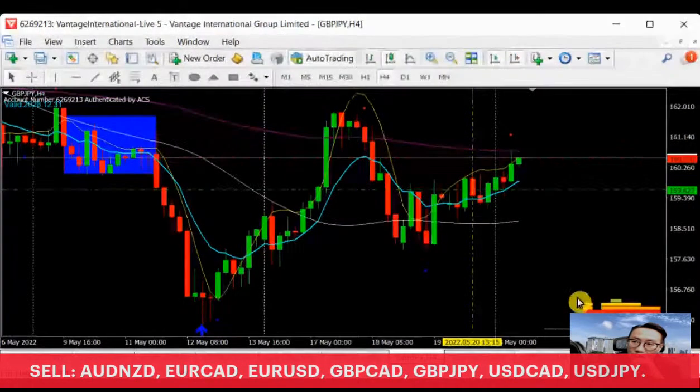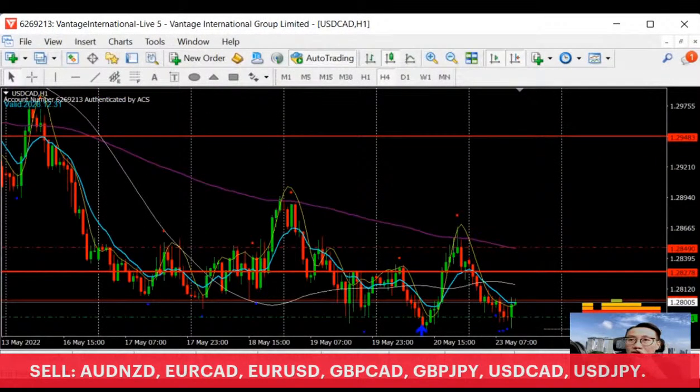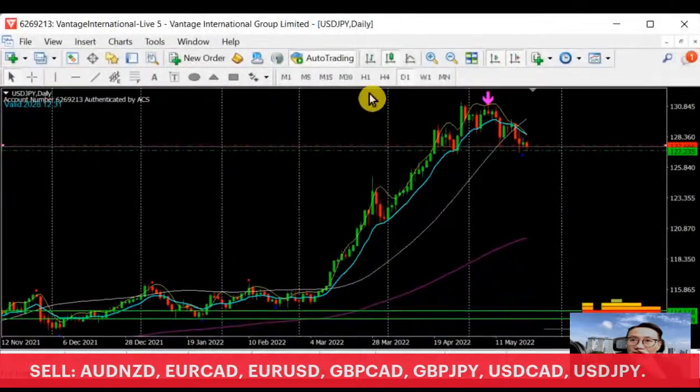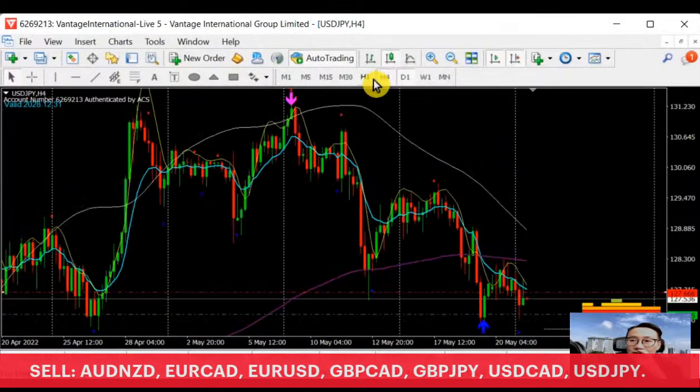How about dollar CAD? Dollar CAD tentatively, nothing. Dollar yen. Once again, dollar yen.